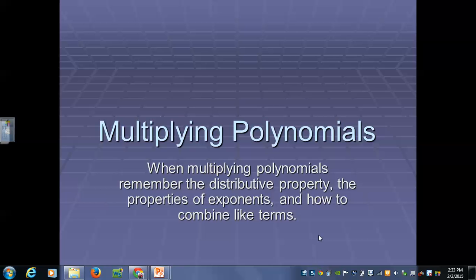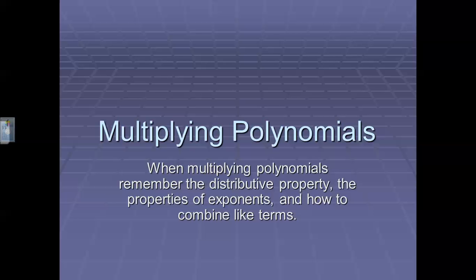Today's lesson is going to focus on multiplying polynomials. When we multiply polynomials, you need to keep a few things in mind. One is the distributive property, two is some of our properties of exponents, and finally we will have to combine like terms like we have done previously with adding and subtracting polynomials.